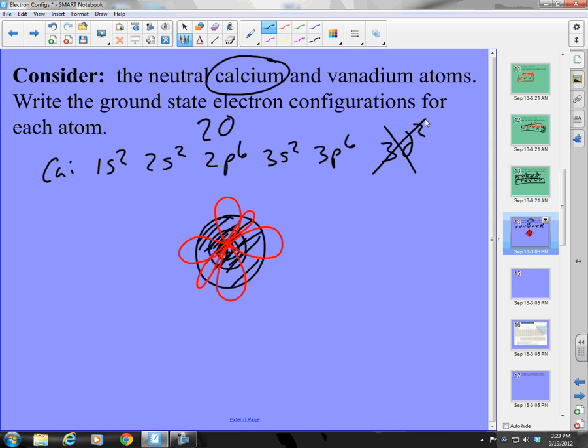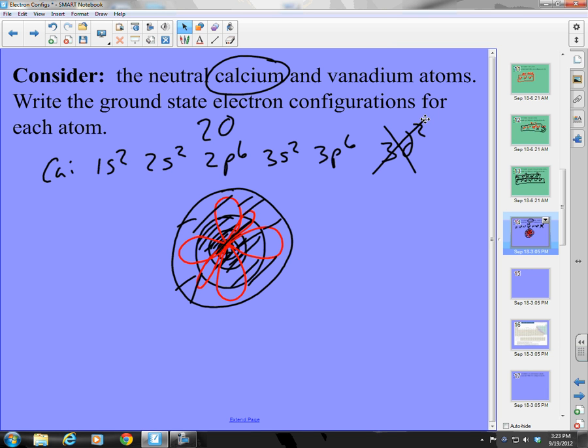And then I have my 3s. Now notice, my 3s is farther away than my 2p's. That would make sense, because my 3s has higher energy. And after my 3s come my 3p's. They're farther out, right? Notice they're out farther than my 3s. And then what should come?